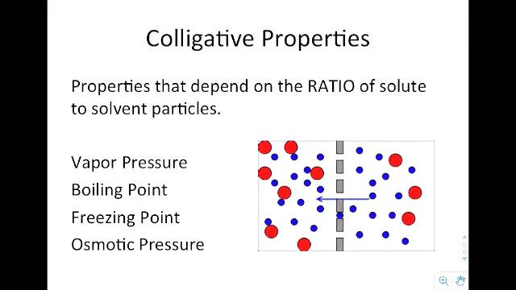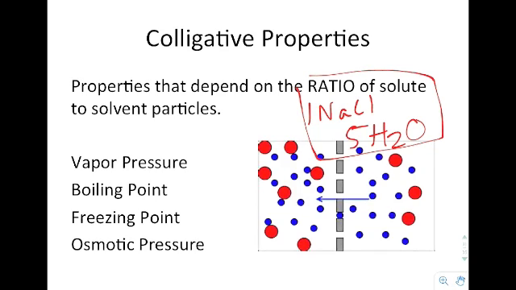Okay, colligative properties are the ones that depend on the ratio of solute to solvent. So if I have 1 sodium chloride and 5 H2O molecules, this ratio of solute to solvent particles will actually determine these colligative properties. That's what colligative properties means. Colligative properties include vapor pressure, boiling point, freezing point, and osmotic pressure. And osmotic pressure is just how likely something is to fit between these gaps.